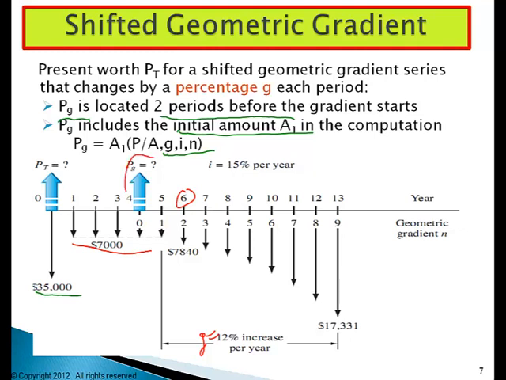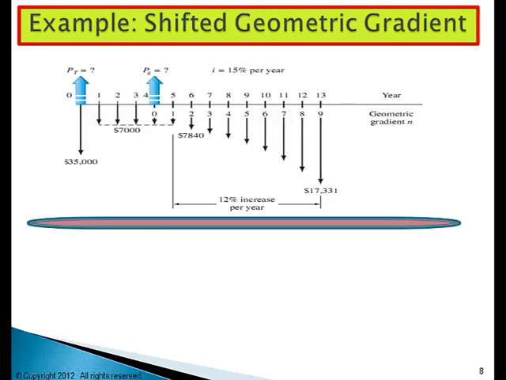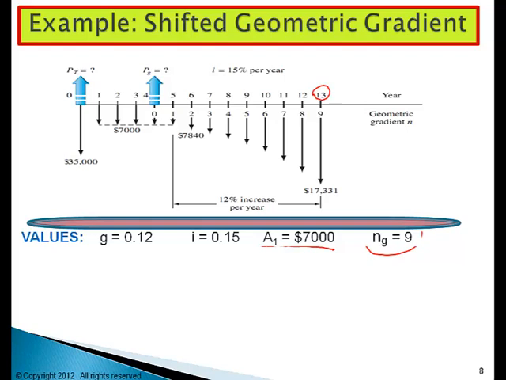First, the P sub g value in gradient year 0, which is actual year 4, and then we will find the total P sub t value at time t equals 0. Here again is this cash flow diagram, and we've summarized the important values below. You can see here little g is 12%, interest is 15%, the value of the ongoing uniform series is 7,000, and the n value for the gradient is 9, and that's in actual year 13, but gradient year 9.